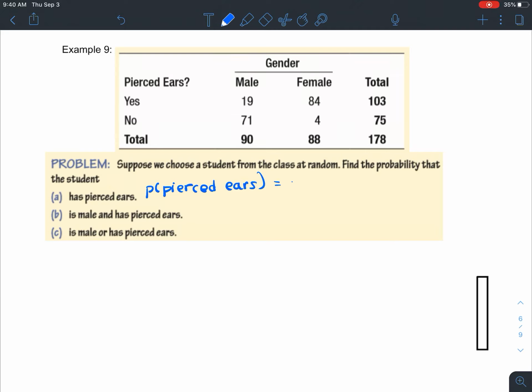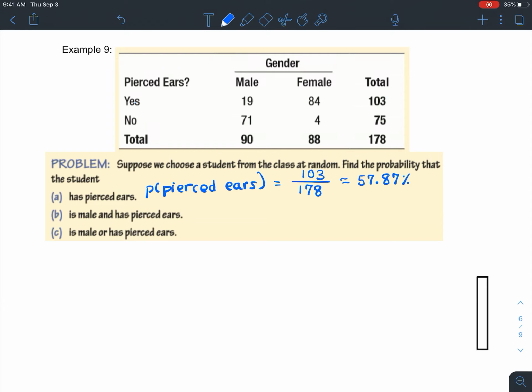Okay, so it looks like we've got 178 students total who were in this particular survey. Out of those 178, we want to know what are the chances of us randomly choosing someone who has pierced ears. Okay, so I'm interested in looking at this row right here where we said, yes, they have pierced ears. I'm going to glance all the way to the right and look at what that total is. There are 103 out of the 178 who have pierced ears.